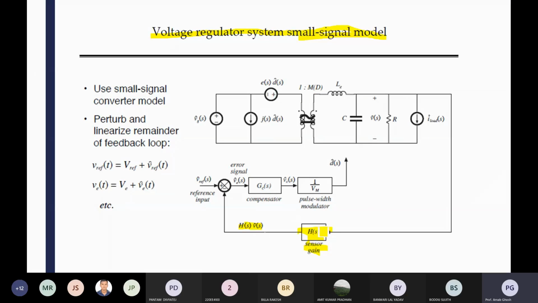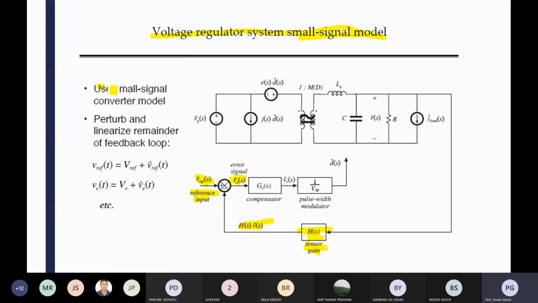So what is your gain? The output times the sensor gain gives HS V cap S, and it is compared with Vref cap S, your reference input. I think all of you are able to understand. Now what is the value of V cap E, the error signal? It is Vref cap minus HS V cap S. If you subtract them, you will get V cap E.